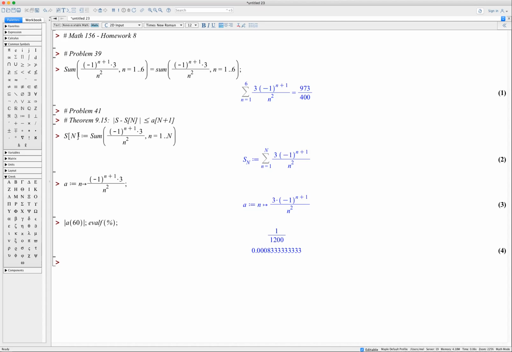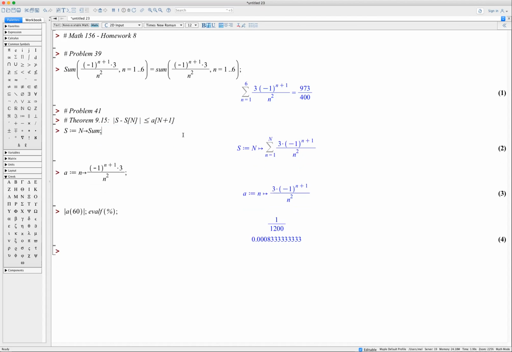All right. So let me also make this a function. So S is the function that takes the partial sum of this series. So for example, oops.